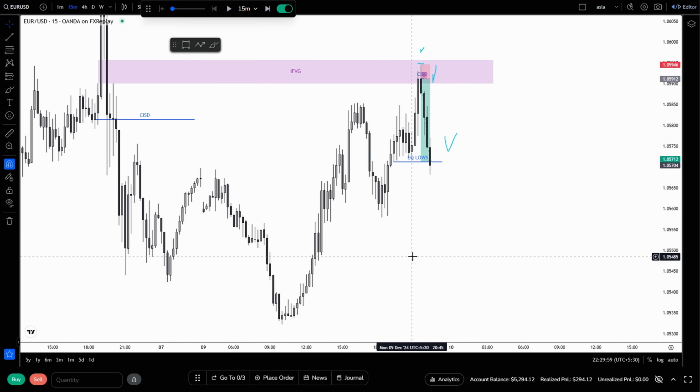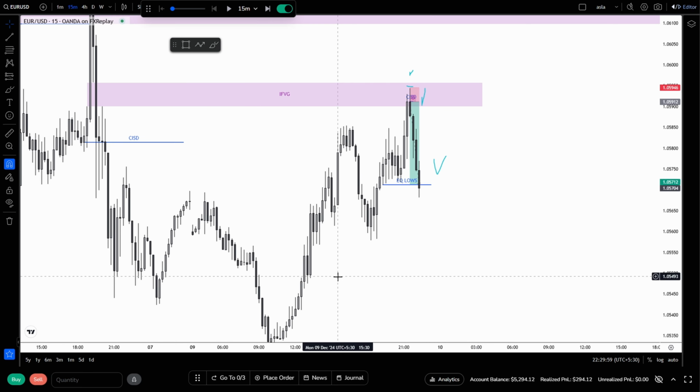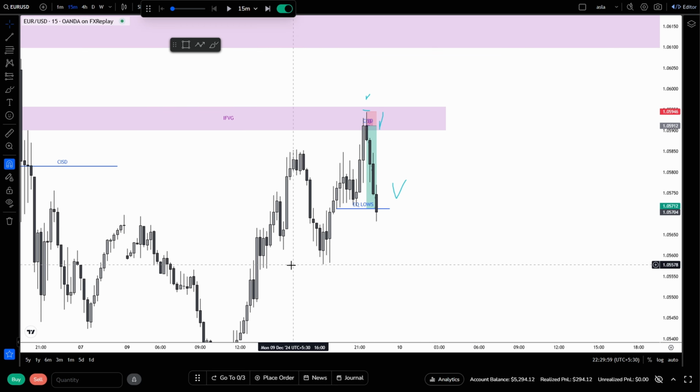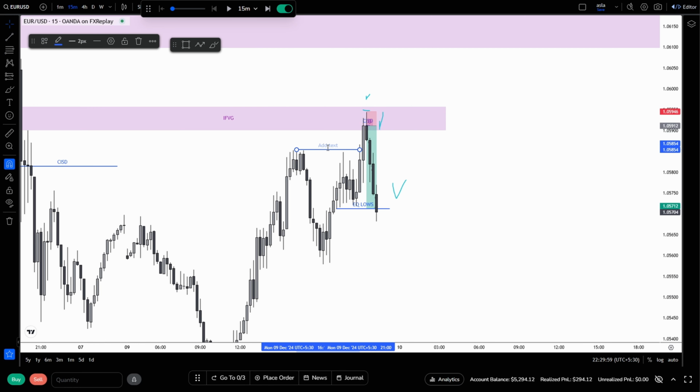But before price can go down and take those lows, it needs to manipulate higher first. So I patiently wait for that internal manipulation to the upside. I do not rush into shorts just because I am bearish.